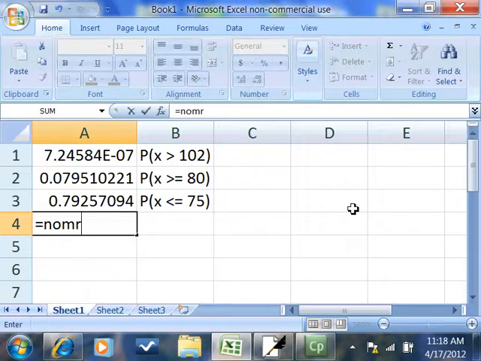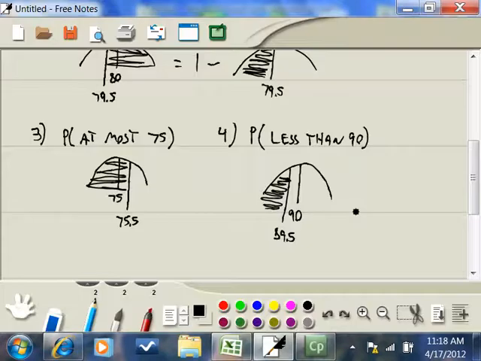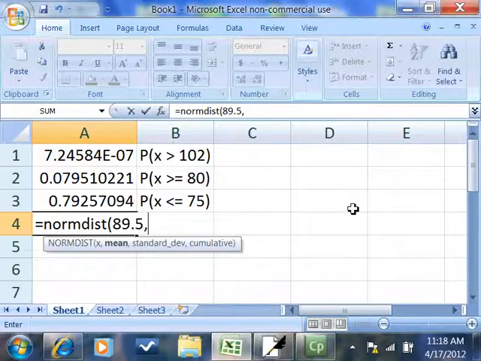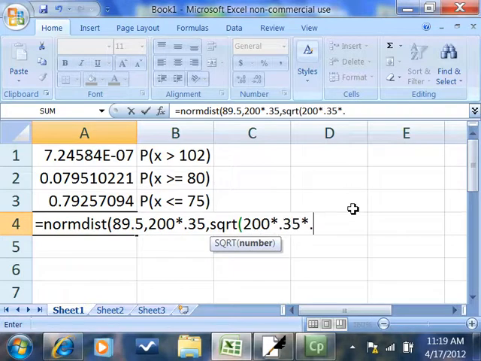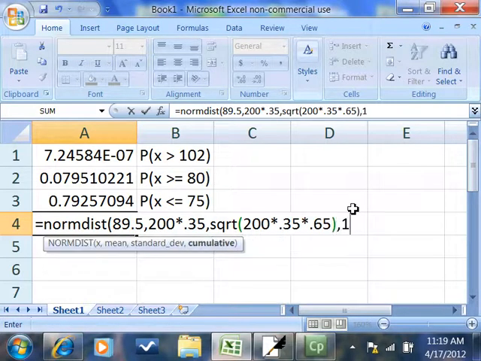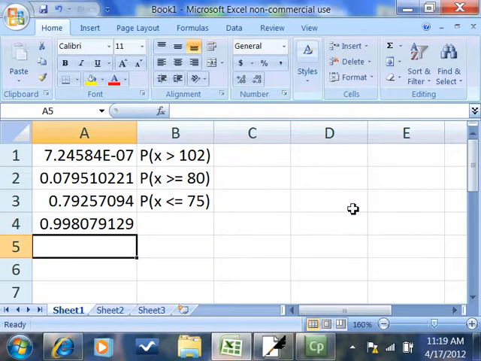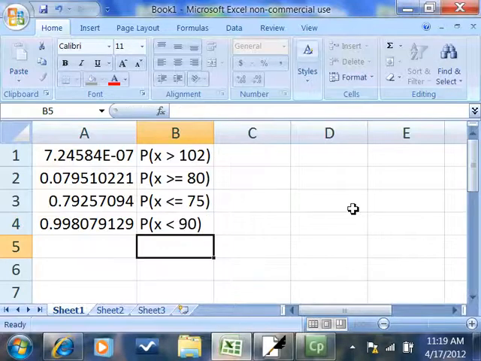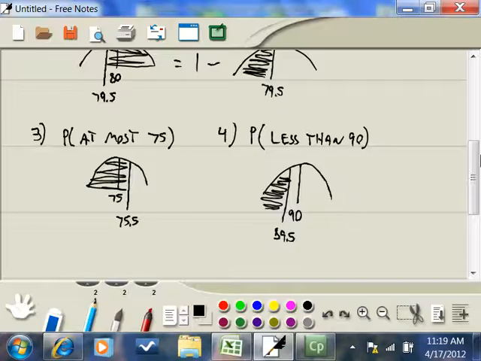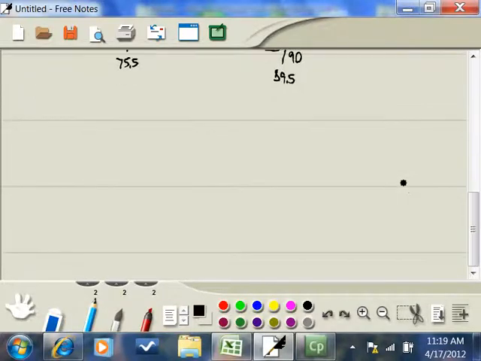So I'm going to equals norm dist and 89.5. Mean is n times p, 200 times 0.35, comma, square root of 200 times 0.35 times 0.65, closing parentheses on square root, 1 for cumulative, and that gives us our answer there. What was this one? Probability that x is less than 90. Okay, let's look at the between case. Then we'll look at the equals case.